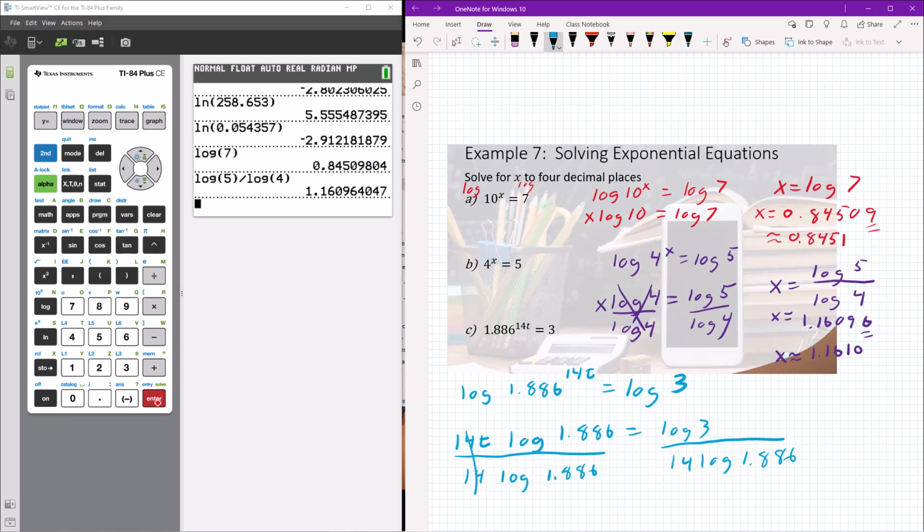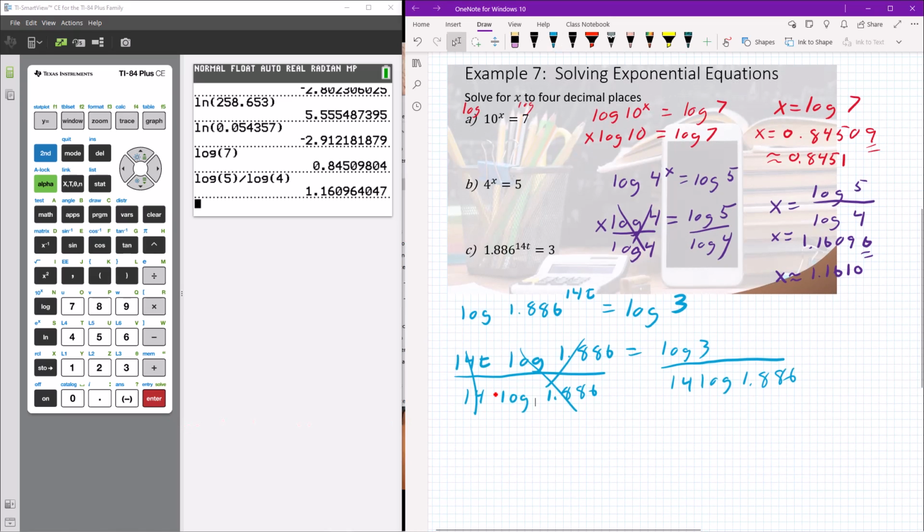These cancel. All these cancel. I need more space. There we go. And we will have that t is equal to the common log of 3 divided by the product of 14 and the common log of 1.886. Now, working this out in the calculator, you need to be a little careful.